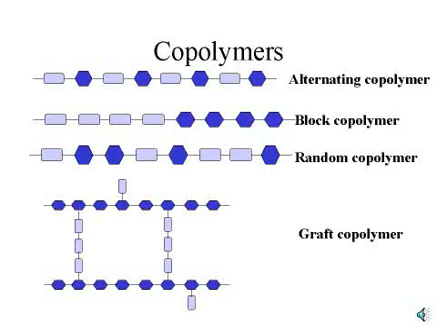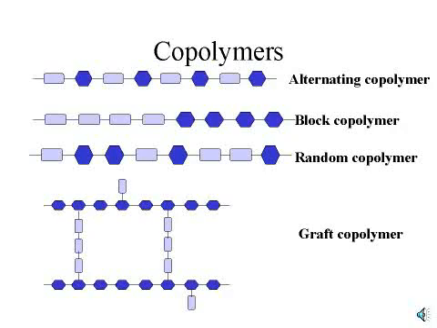Another way to produce a different type of polymer is to use 2 different kinds of monomers. Not all polymers have the same repeating unit. When you have 2 different monomers polymerized together, you have a copolymer. And once again, the arrangement in the chain is going to affect the properties.